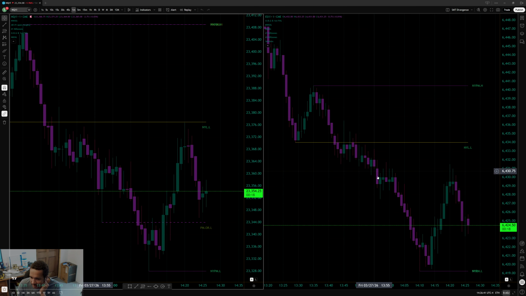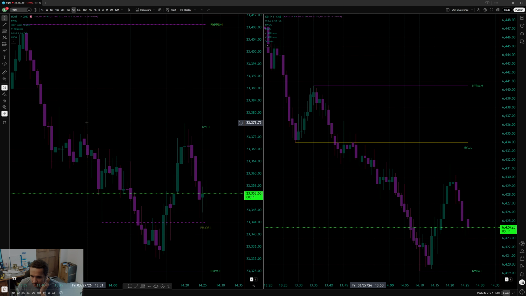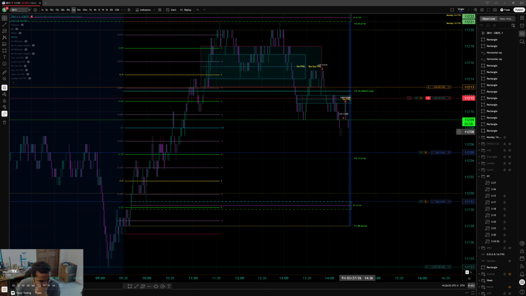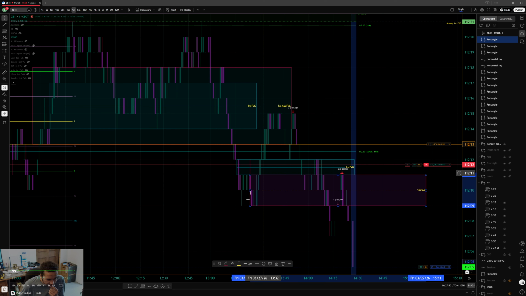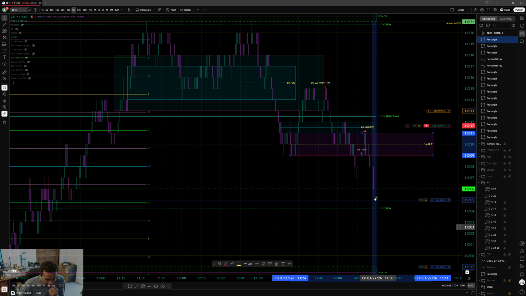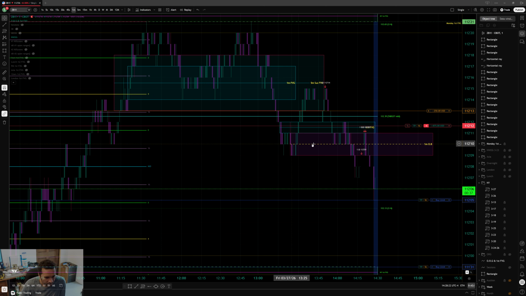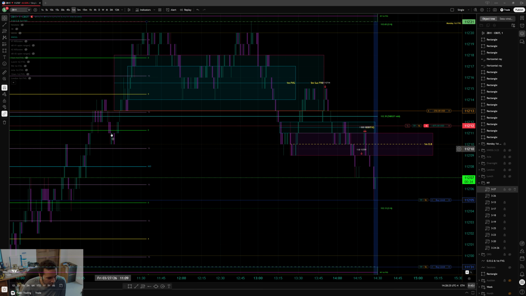NASDAQ 1-minute chart, S&P. Order block, fair value gap, as it leaves the body, rolls back over, comes up, respects the body of the order block, drops, nice quick candle, nearly hitting my first partial target. Block overlaps this 16th level.